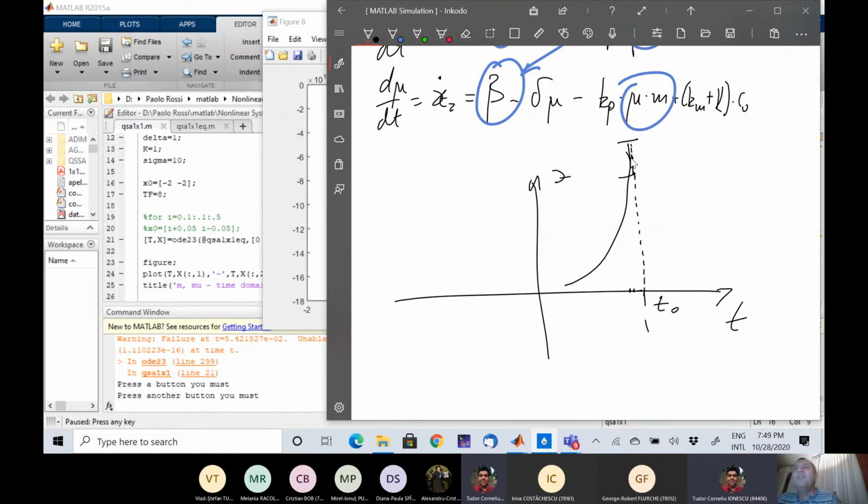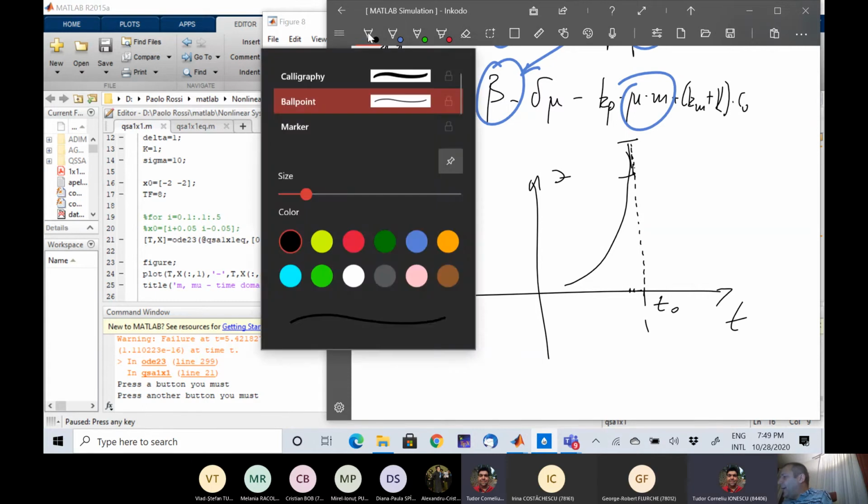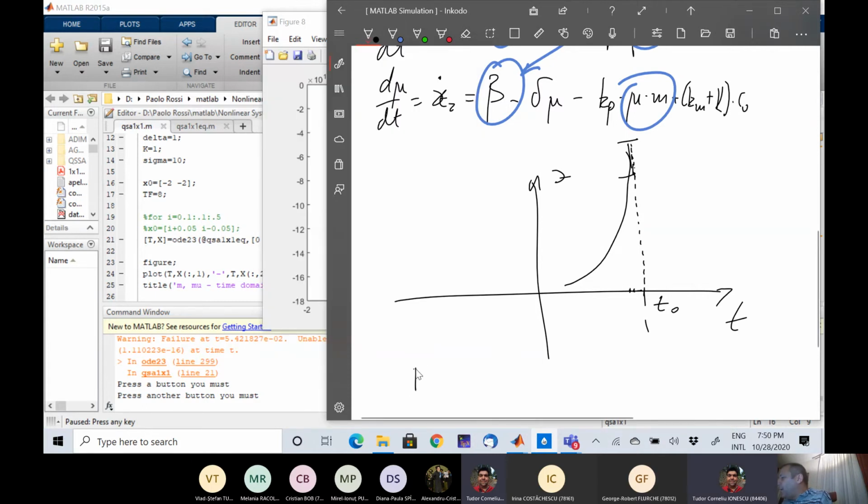And Tudor, there are also interesting issues in model reduction here. I'm sure they are, because the general model here is with many n and many m. You see what I mean? Many n's and many m's.